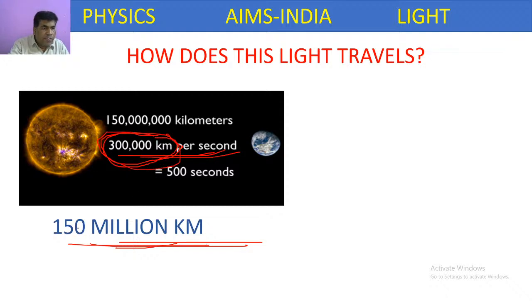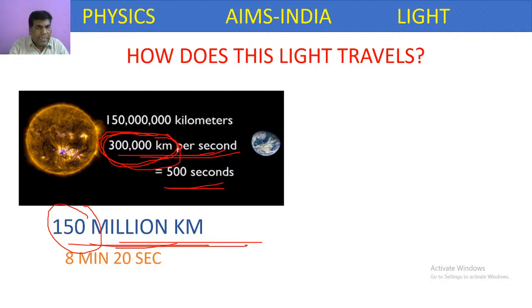So that's why this 150 million kilometer distance, it is able to cover in only 500 seconds. The light ray emitted from the sun takes only 500 seconds to reach the earth. If we convert into minutes, it takes almost 8 minutes 20 seconds. So the light ray which has touched the earth was emitted 8 minutes 20 seconds before at the sun. So after 8 minutes 20 seconds, we are able to see it on the earth.